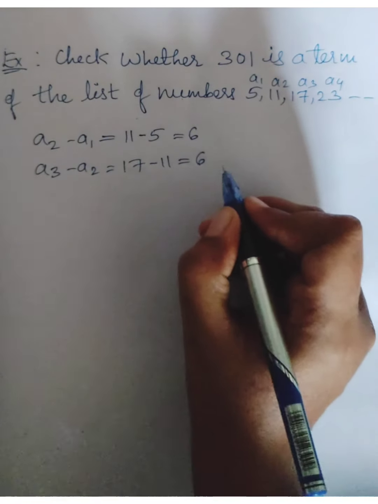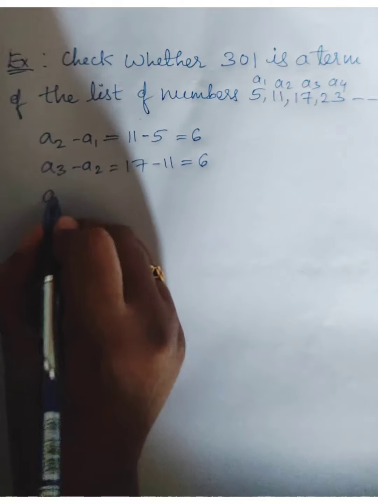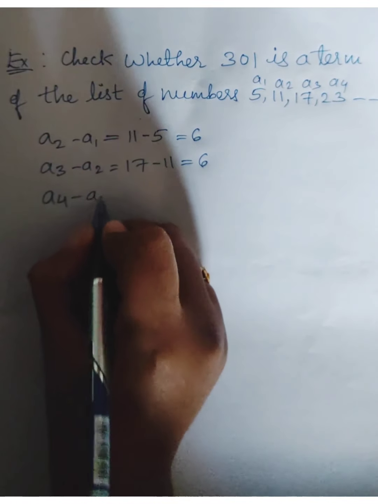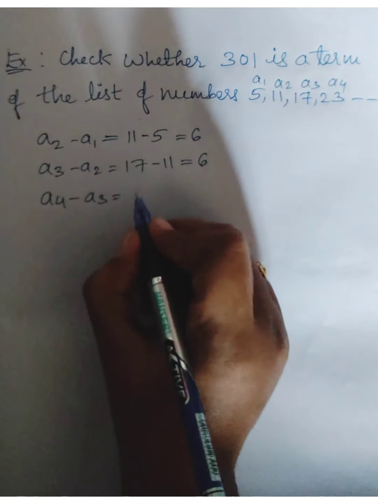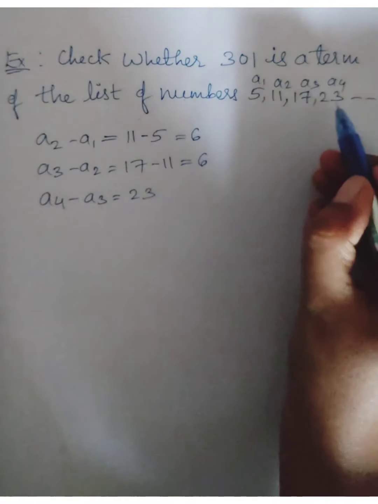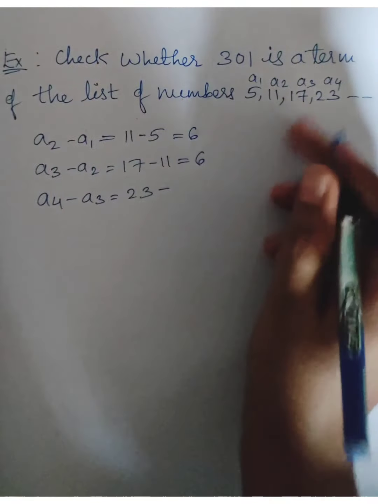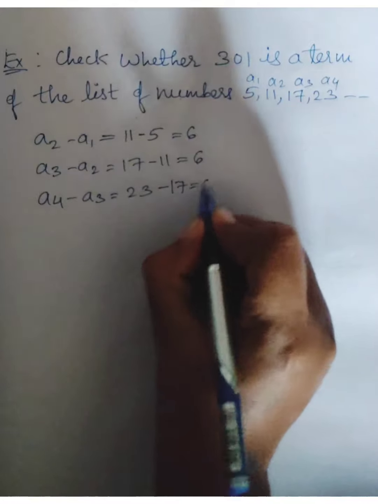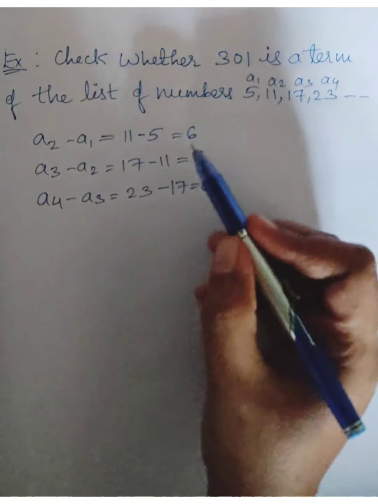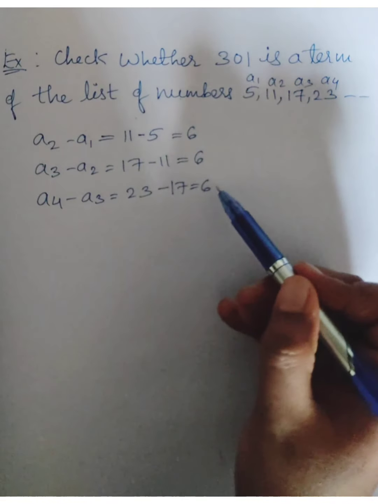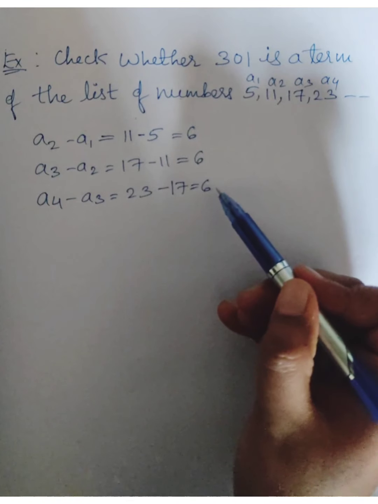So it is again 6. Next is A4 minus A3, that is nothing but what? A4 is 23, so 23 minus 17. So again it is 6. So you can see here the common difference is the same. So it is an AP.